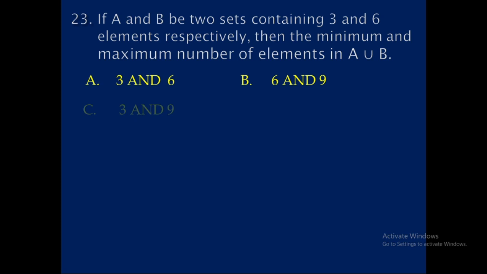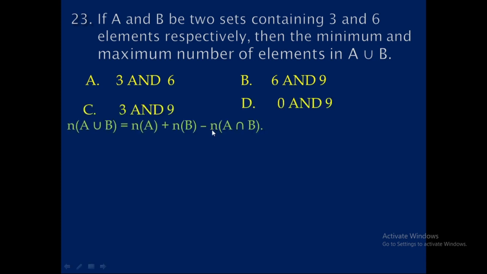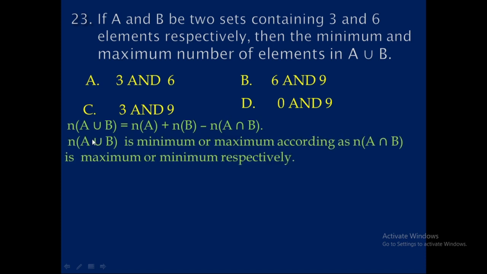Here we know that the number of elements of A union B is equal to the number of elements of A plus the number of elements of B minus the number of elements of A intersection B. That is, n(A union B) = n(A) + n(B) minus n(A intersection B). Here we get the maximum value of A union B when A intersection B is minimum, and the minimum value of A union B when A intersection B is maximum. Then you get the maximum and minimum number of elements of A union B.